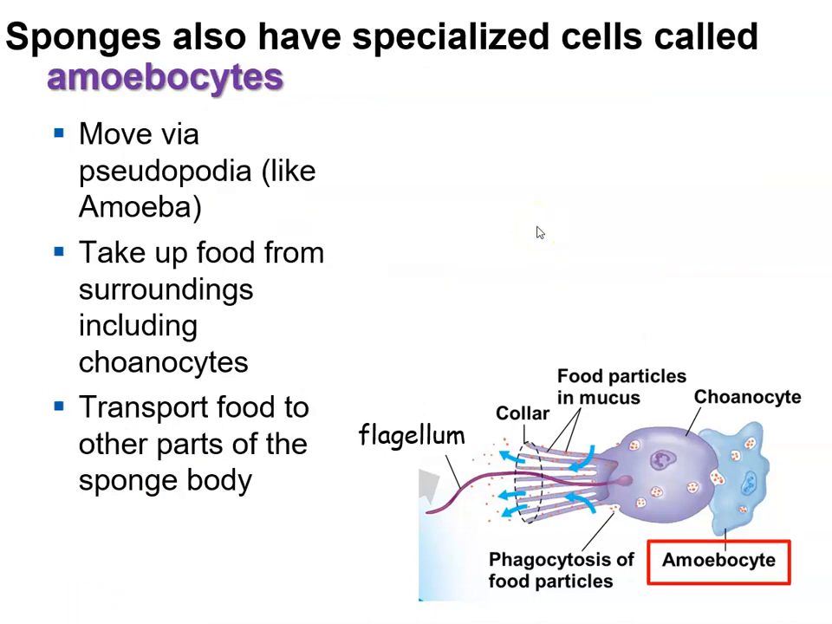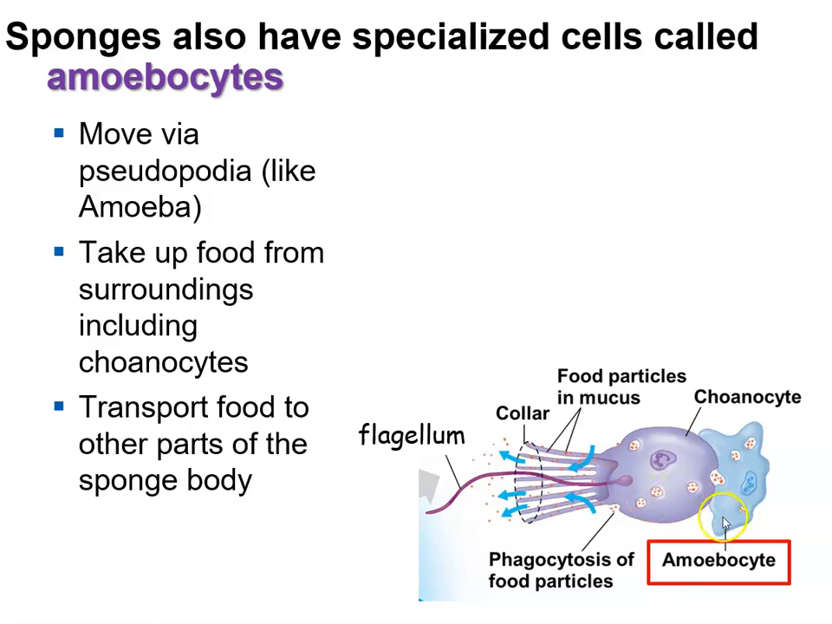Sponges also have a specialized cell called an amoebocyte, might sound familiar. We talked about amoeboid movements when we learned about the protists. So it's kind of similar to that. They move using pseudopodia like an amoeba. So that's like an extension of the cytoplasm is how those amoebocytes move. It's this blue structure here that's right next to the choanocyte.